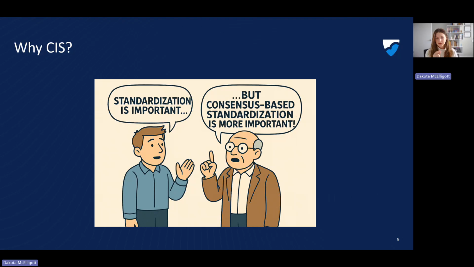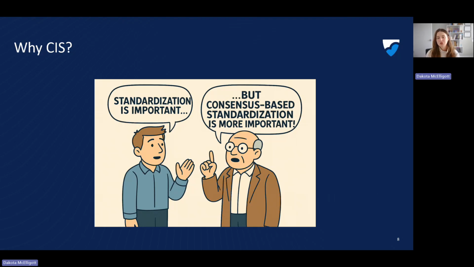But what makes CIS different is that it isn't just a single entity dictating what the standard should be, it's consensus-based standardization. So that means every guideline, every control, every benchmark is shaped by a global community of practitioners. So people from government, industry, cloud providers, academia, security vendors, right there. It isn't just one company's opinion. It's not just one internal engineer's opinion on how something should be configured. It's what experts are collectively agreeing is the safest, most realistic, and most maintainable approach.